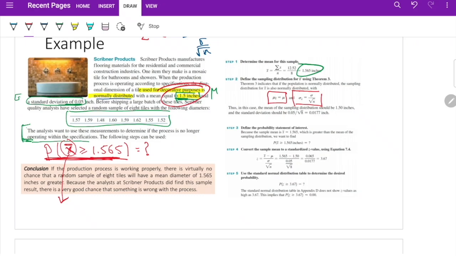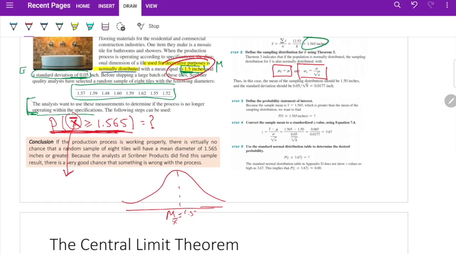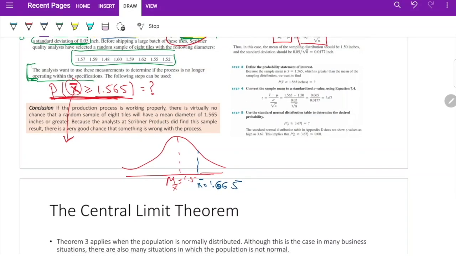This is from chapter 6. Chapter 6 says, if you'd like to find the area, now we are studying the sampling distribution, not the population distribution. This is the sampling distribution. This is my mu x bar, which we already know is 1.5. Now we have 1.565 as the x bar. This is my x bar somewhere here. And the question is, what is the probability that if you take another sample, it's going to be greater than this number? What is the probability here?